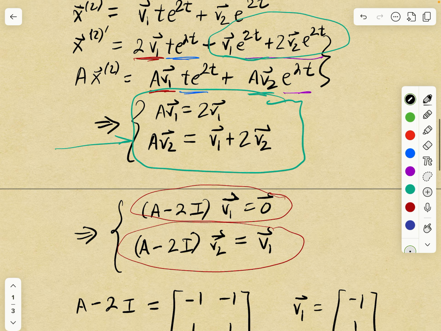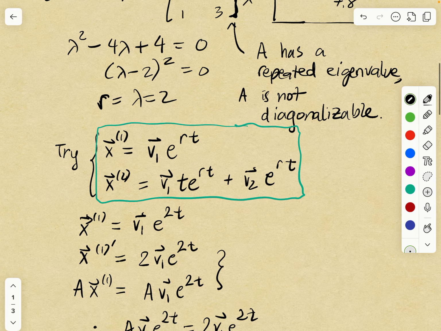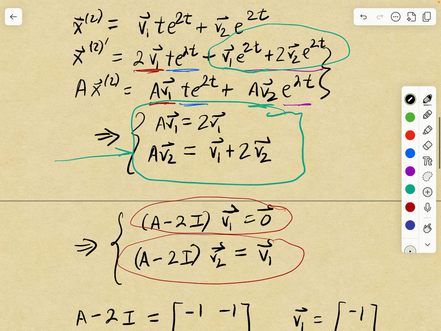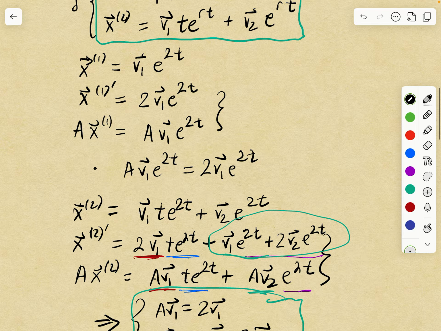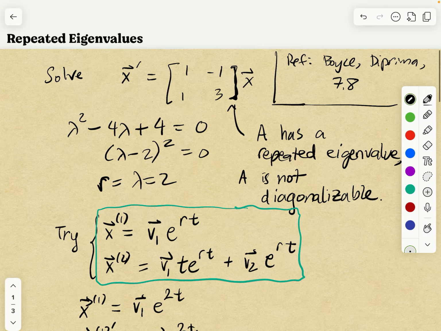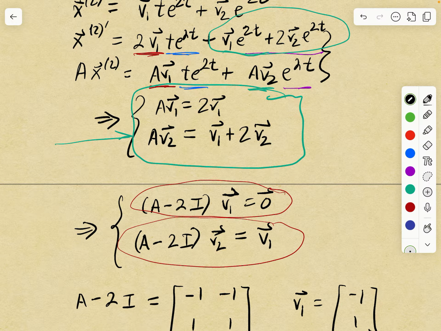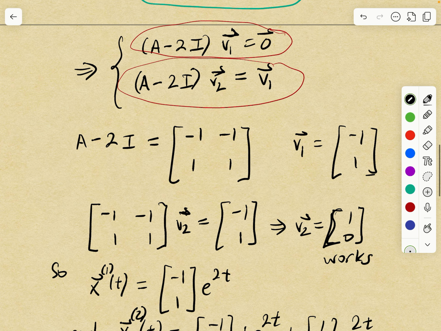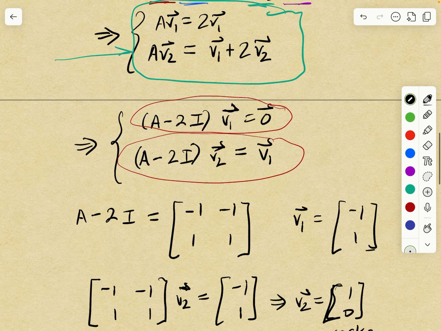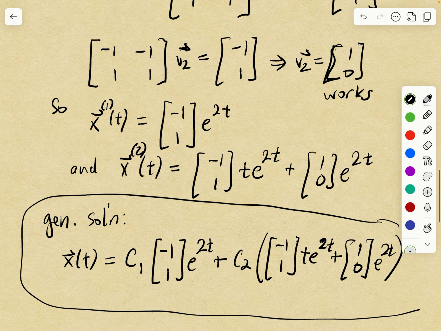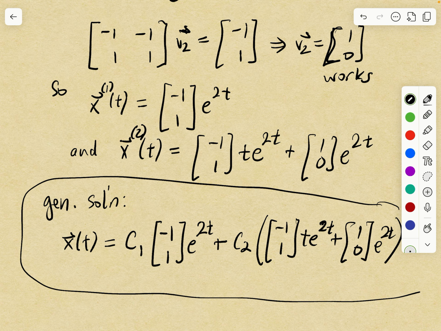So when you have a repeated eigenvalue, you have to use this x1 and x2, and you solve for the v1 and v2 that will work, and you do that by just calculating x prime and Ax and setting them equal, okay? And then that's going to give you this system of equations. You're going to get two equations, and then you have to solve. So it helps to get everything in terms of A minus rI, okay? And then you solve for v1 first, and then you can solve for v2, and then that will give you your x1 and x2.